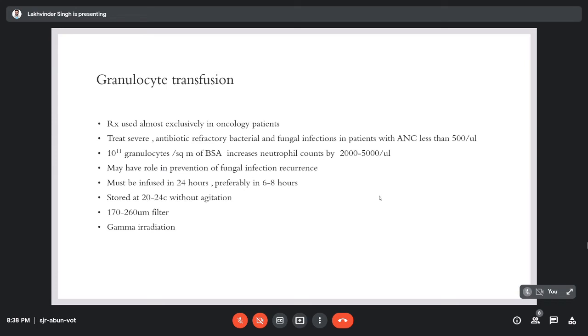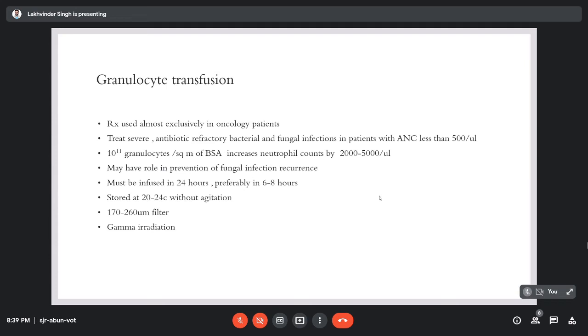It treats severe antibiotic-refractory bacterial and fungal infection in patients with absolute neutrophil count less than 500 per microliter. One dose contains 10 to the power 11 granulocytes. It increases neutrophil count by 2000 to 5,000 per microliter. It has a role in prevention of fungal infection recurrence in patients who are immunocompromised, mainly after hematopoietic stem cell transplants. After preparing the component, it should be infused in 24 hours, preferably within 6 to 8 hours.